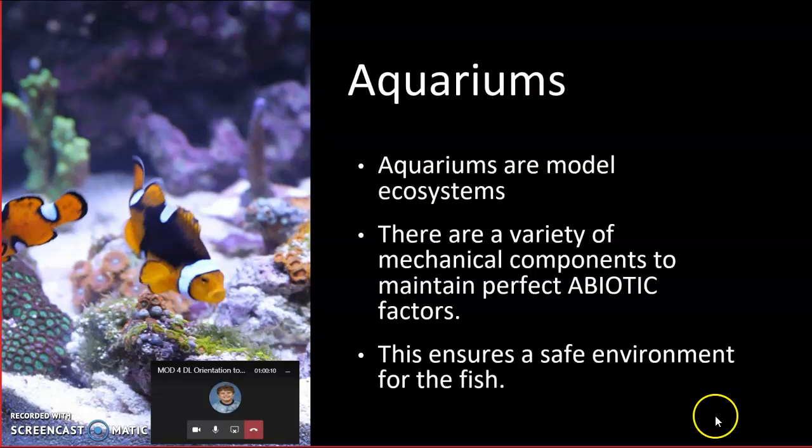An abiotic factor is a non-living factor or a non-living component of the aquarium. An example of an abiotic factor would be the amount of oxygen in the water. Another one would be the types of rocks or the amount of ammonia or nitrogen or the temperature of the water, the salinity of the water if you're talking about a saltwater system. These would all be abiotic factors, non-living components of the tank. This ensures a safe environment for the fish. So you can control the non-living factors, and when you control them, you are creating a safe environment for the fish in your aquarium.